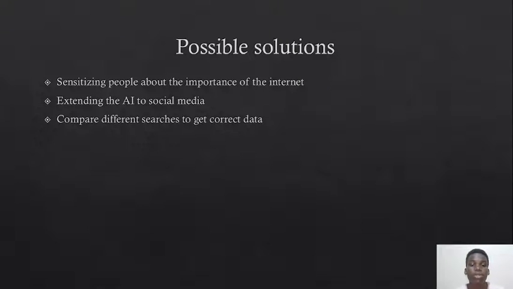Then the last solution, we are going to compare different searches such that we get correct data. We won't be basing on one search that a person does. We'll be looking for different searches. For example, when someone searches today, you get that information even the following day, even the day after. When you compile it, you come with something and search, like you recommend something that someone has searched for at least 3 times, not once.